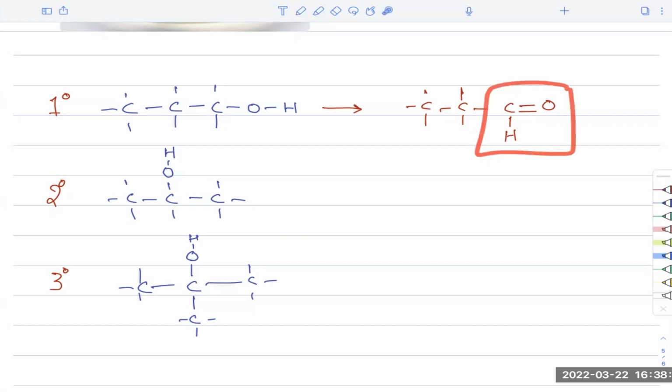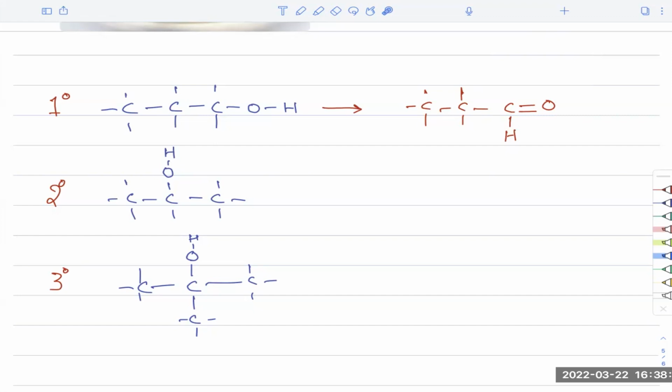This functional group, which we write as CHO, to show that carbon is attached to hydrogen and oxygen. This one, CHO group, that is aldehyde. So primary alcohols, when they oxidize, they convert to aldehyde. Now let's look at the second one.